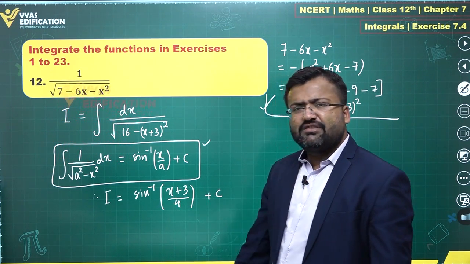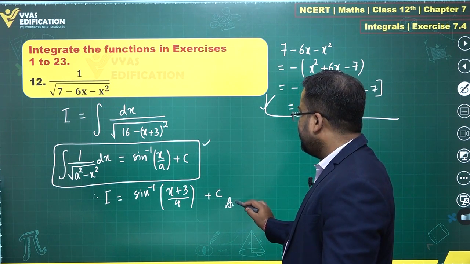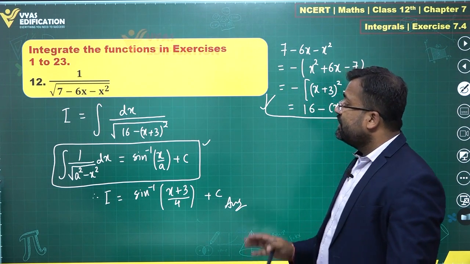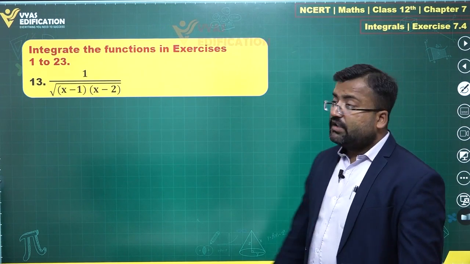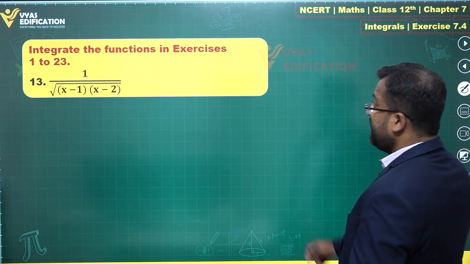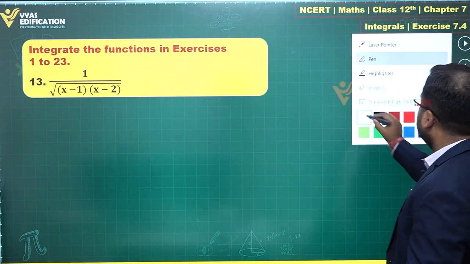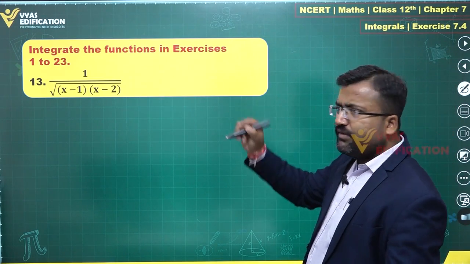We can divide by the coefficient of x, which is 1, but that's okay. And this is my correct answer for this particular question over here. In the 13th question, we have x minus 1 times x minus 2. How do we handle this one? So, let's try to convert that once again.